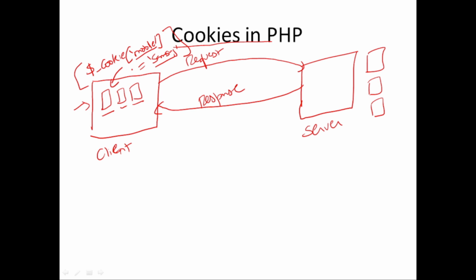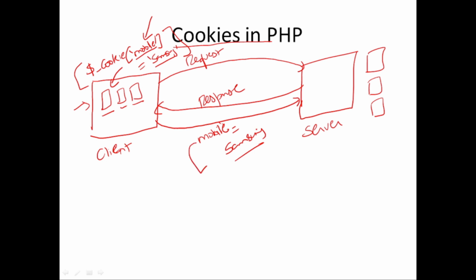So this is non-critical information. This is not a user ID, this is not a password, this is not something that hackers can make use of to get into your system. So this is non-critical information that will be stored on the client. In what way is this going to be useful? So next time when the client requests the server, he is going to send the cookie data like mobile and Samsung.